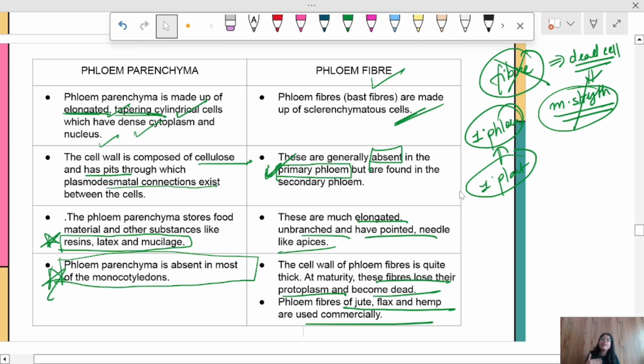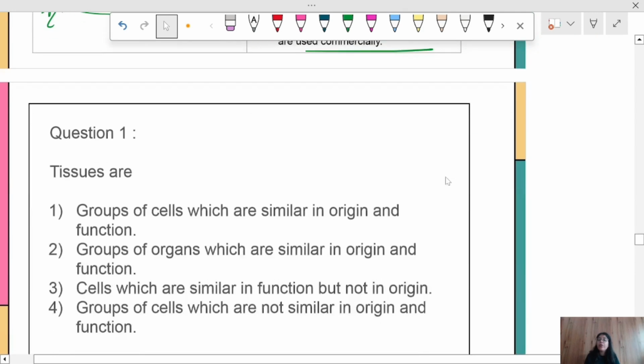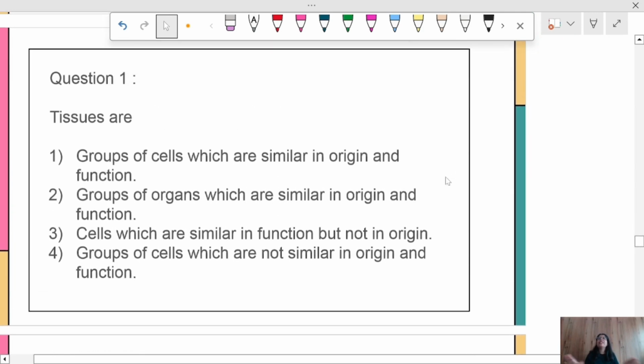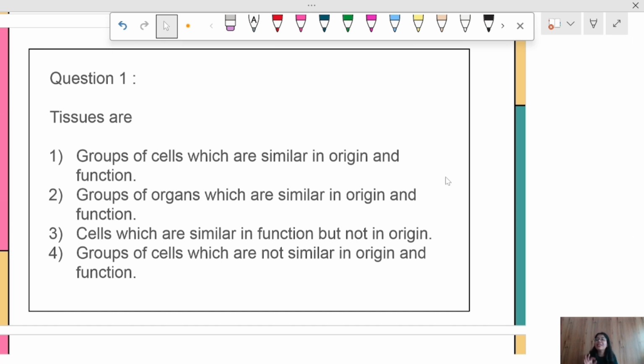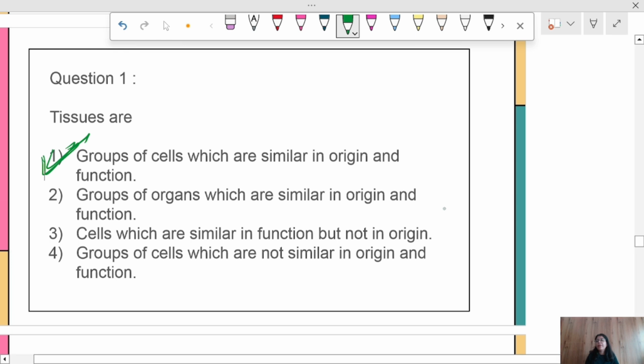Before that we have some questions to do so that we can learn how much we have understood. You can see the first question, a very easy question. Tissues are group of cells which are similar in origin and function; groups of organs which are similar in origin or function; cells which are similar in function but not in origin; and groups of cells which are not similar in origin and function. Please give the answer. You know very well, tissues are group of cells which are similar in origin and similar in function, right?